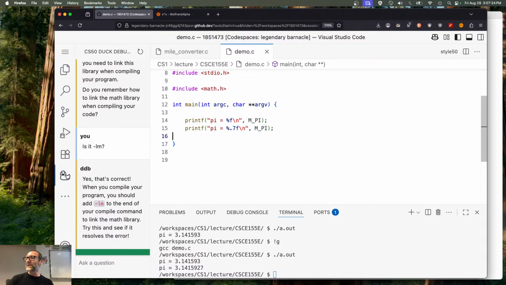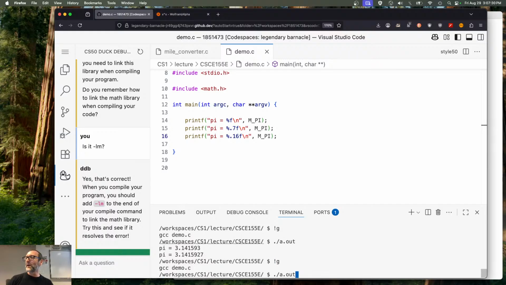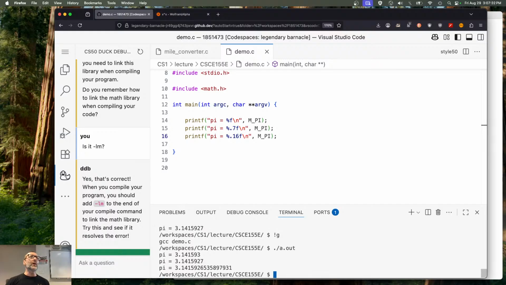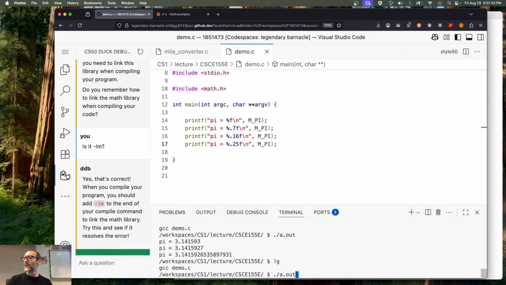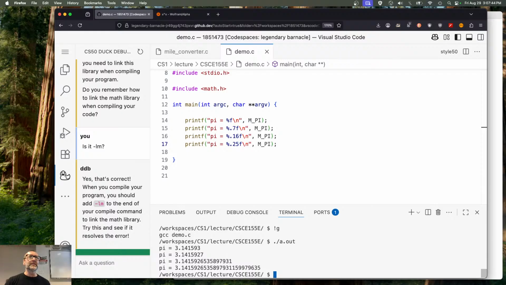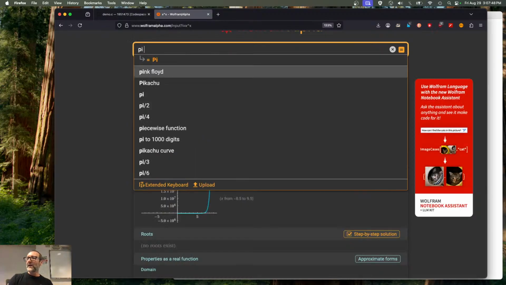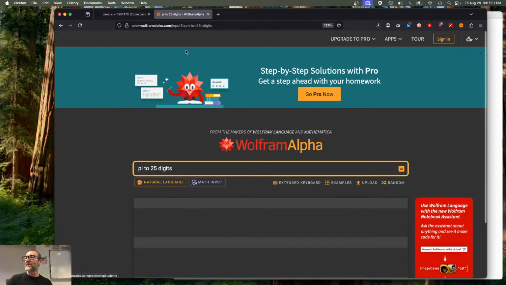Let's go with more digits. More sig figs here. Let's go with 16. Is that going to be accurate? Should be. Why? Because including the 3, that's 17 digits. What if I went out even further, though? Let's go 25 digits. Yeah, I don't know. Let's ask. Pi to 25 digits.